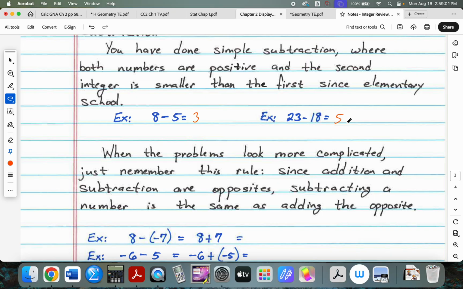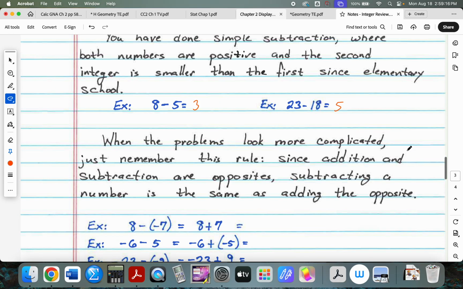So when the problems look more complicated, just remember this rule. Now, there's all kinds of different ways that people do things. I've heard, what's the one? L chop. There's all kinds of weird things that people do.